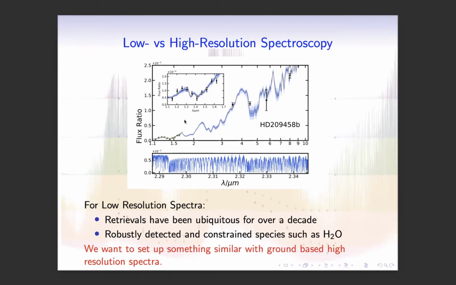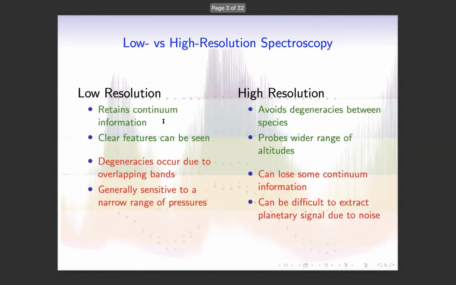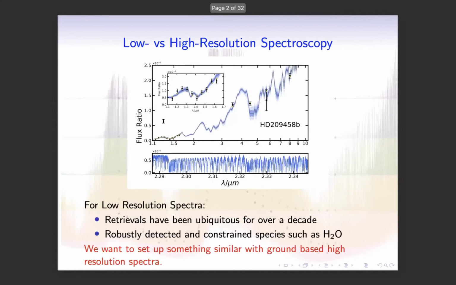Now, as I said, there are differences between the two. So low res, for instance, retains continuum information quite well just because you're convolving over a much wider Gaussian. And you can clearly see the features. I mean, you might not know that this feature is from water, but it's very clear in the HST band that there is something here.